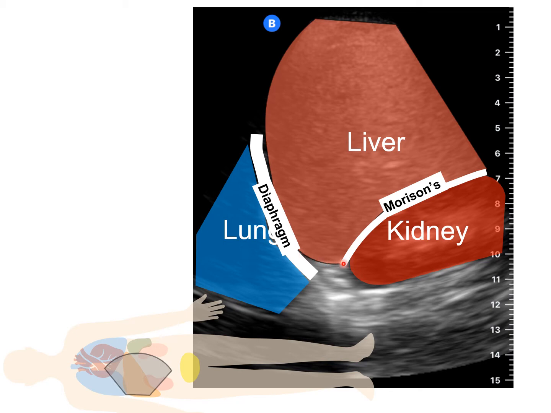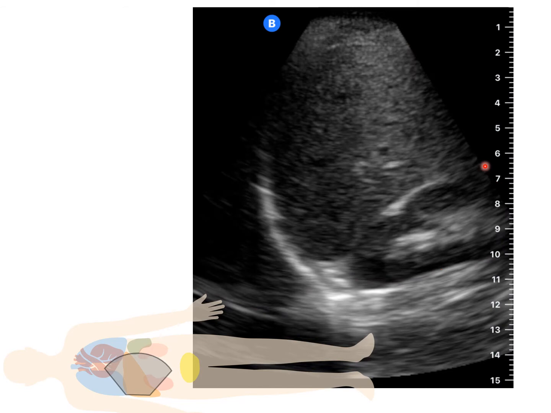So it's important that you see Morrison's pouch and the diaphragm and the space above the diaphragm. So that's one space and two spaces where fluid can accumulate, and we'll talk about the other two in a second. Again, this is the liver, the kidney, and the diaphragm.